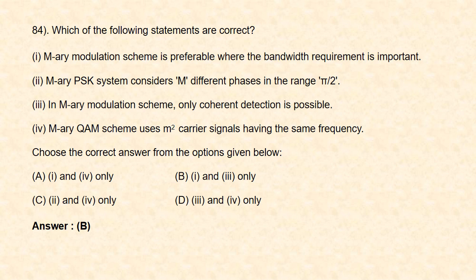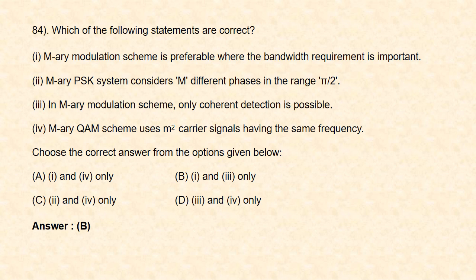Here the second statement is wrong because the m phase angles are theta i is equal to 0, 2 pi by m, which goes on up to 2 into m minus 1 divided by m into pi. And the third statement, in M-array modulation scheme, only coherent detection is possible. This statement is correct.